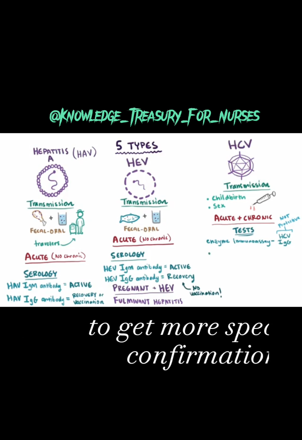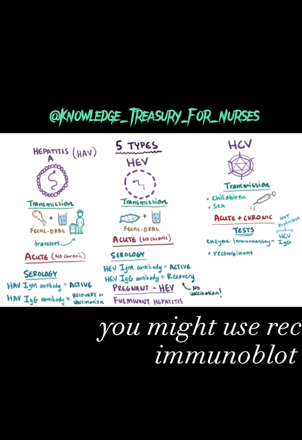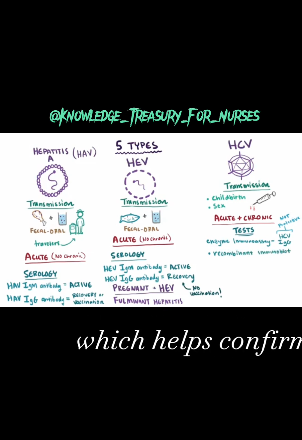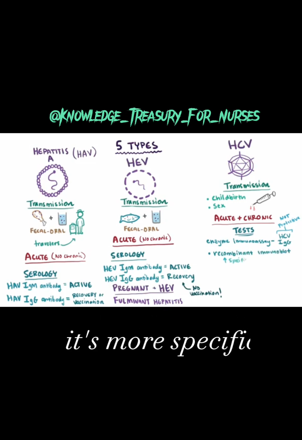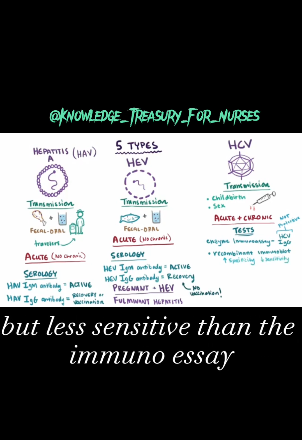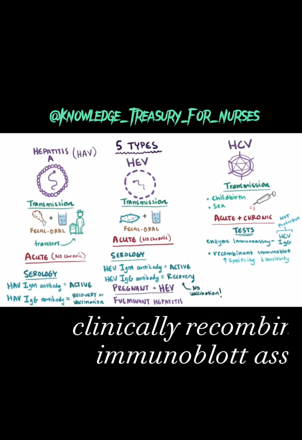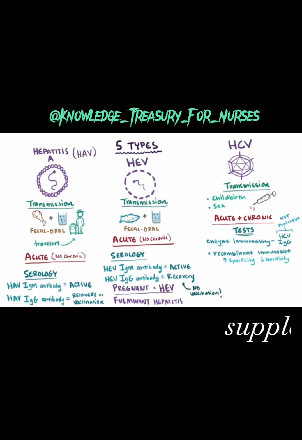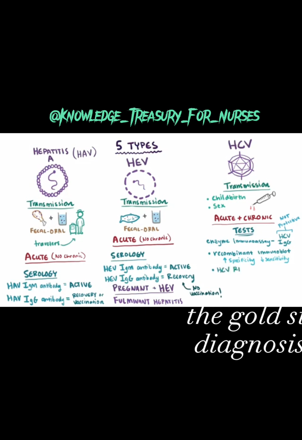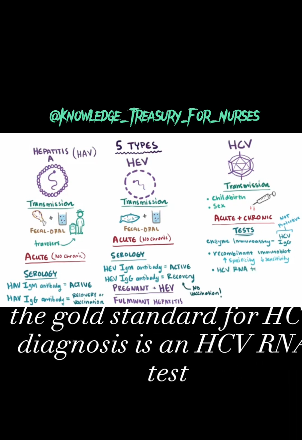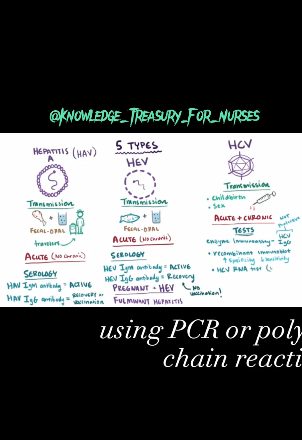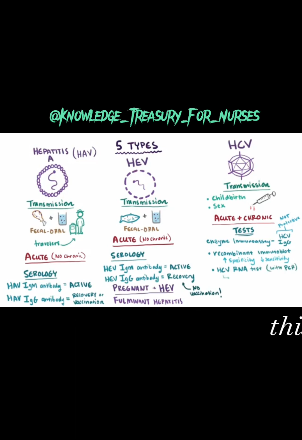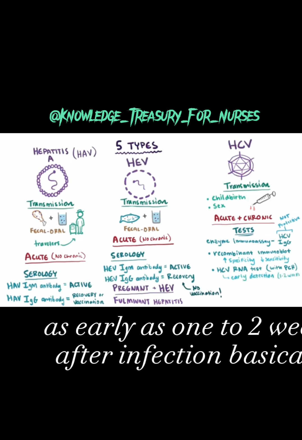To get more specific confirmation, you might use recombinant immunoblot assay, which helps confirm HCV. It's more specific but less sensitive than the immunoassay. Clinically, recombinant immunoblot assay doesn't provide much usefulness, and actually needs an additional supplemental test if it's positive. That being said, the gold standard for HCV diagnosis is an HCV RNA test, using PCR, or polymerase chain reaction. This method can detect the virus very early on, as early as 1 to 2 weeks after infection.